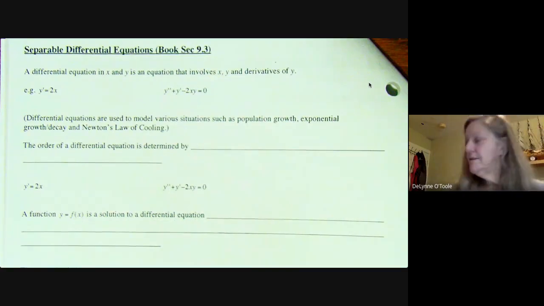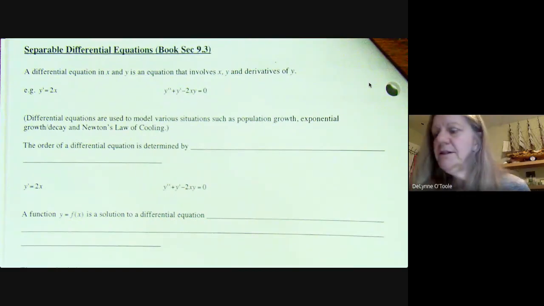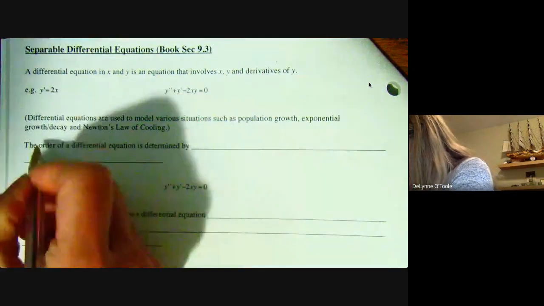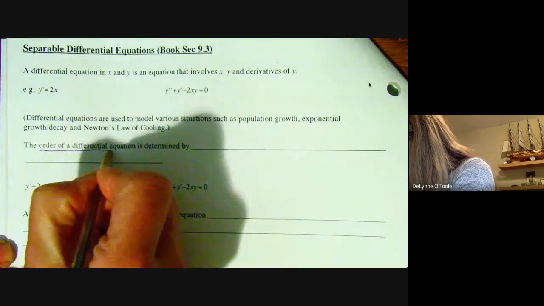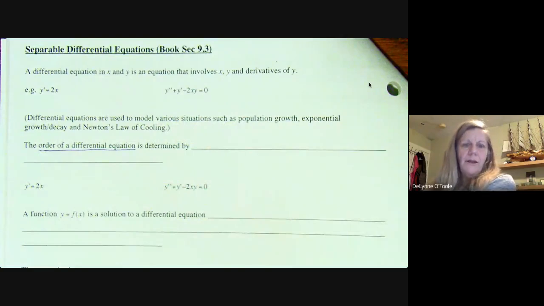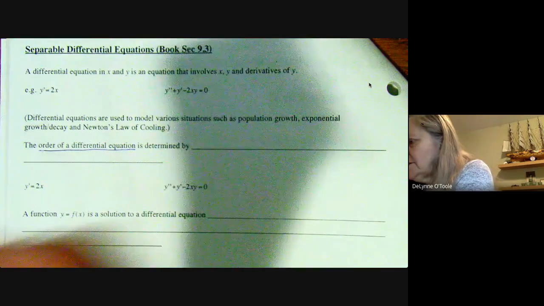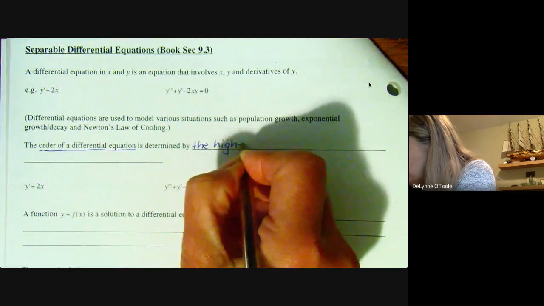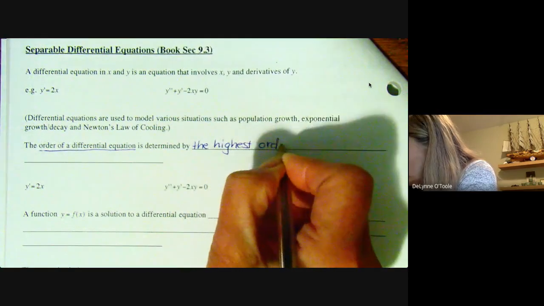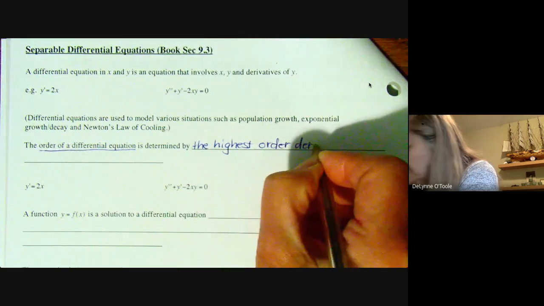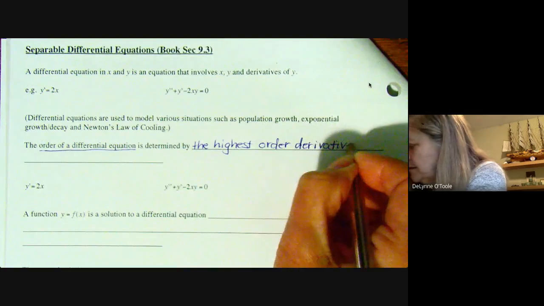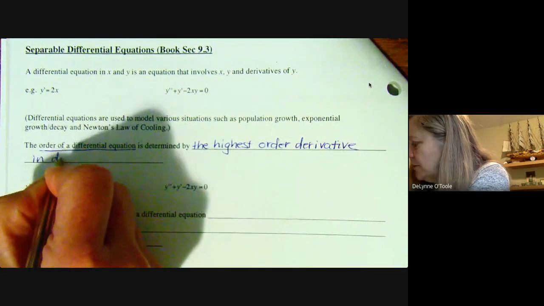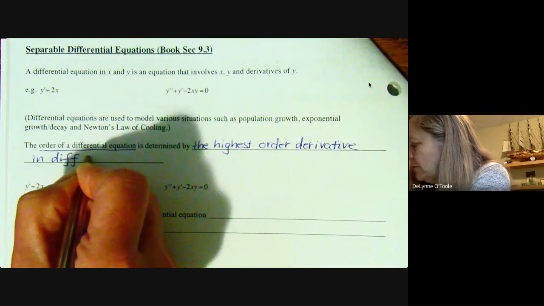All right, so a couple different kinds of questions that you need to be able to answer with respect to differential equations. And the first type of question might be, what is the order of the differential equation that you're given? That's an easy question. The order of a differential equation is just determined by the highest order derivative that you see in the differential equation. I'm going to abbreviate differential equation like this for right now. If you don't mind, you can abbreviate it as well.